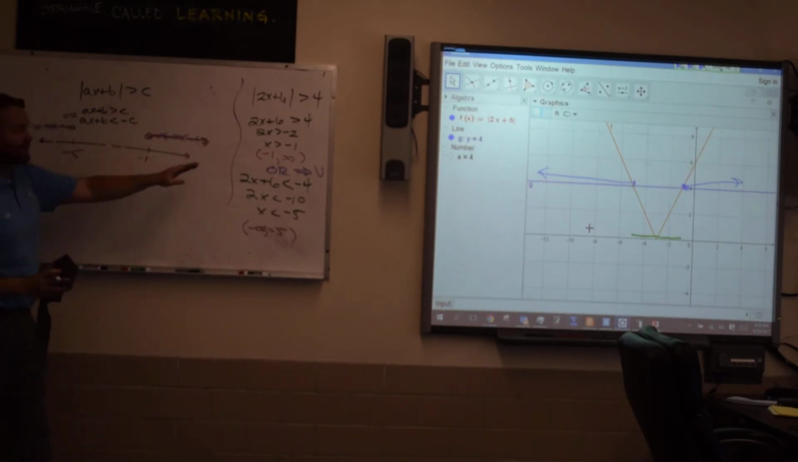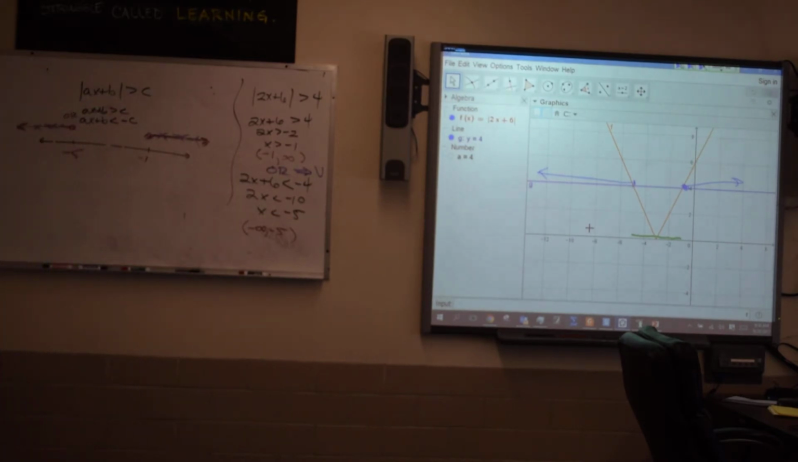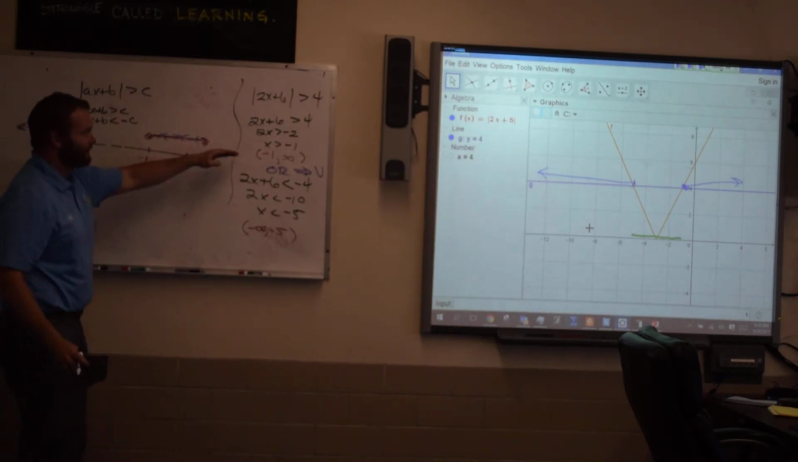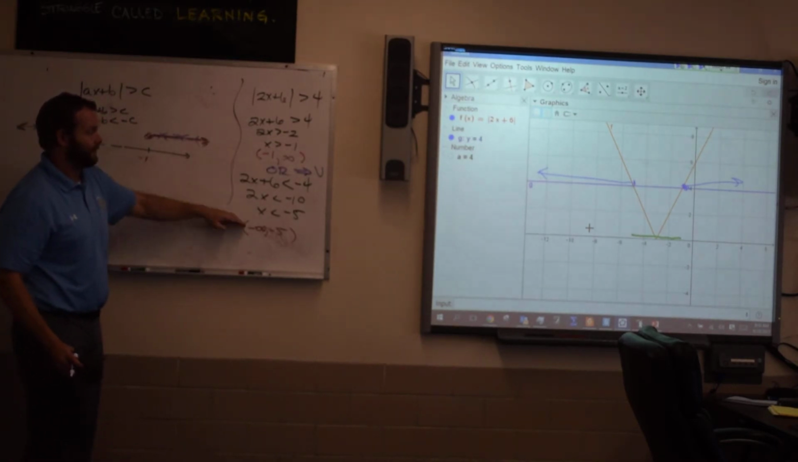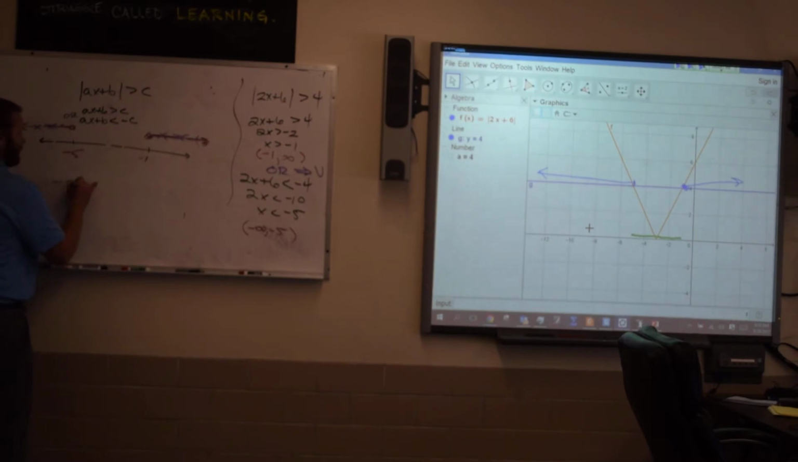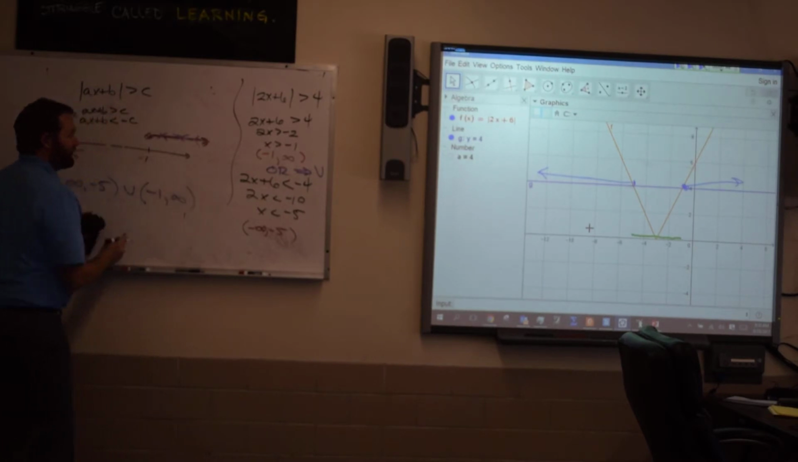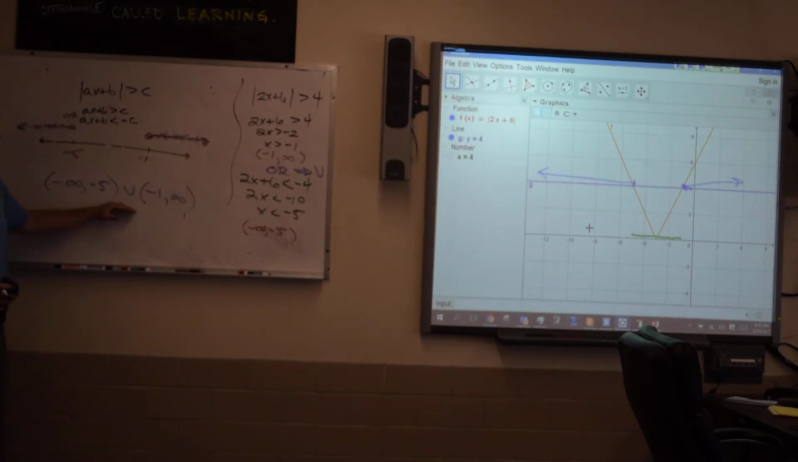So we got to put those together. And now when we put these two things together, we want to make sure that they're in chronological order. They represent a number line. So what is the number that is furthest to the left in these two things here? -infinity. So that one comes first. Union then, -1 to infinity. And that should mimic then the number line that we're looking at. Is that doable?